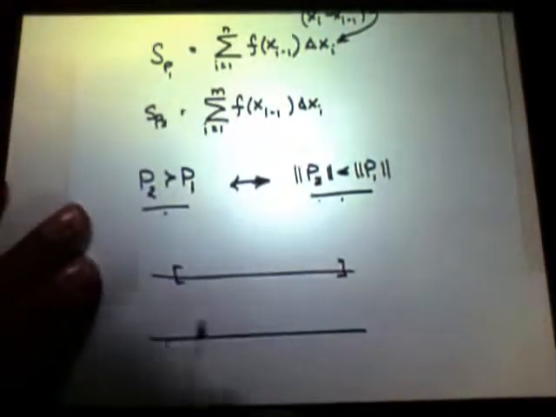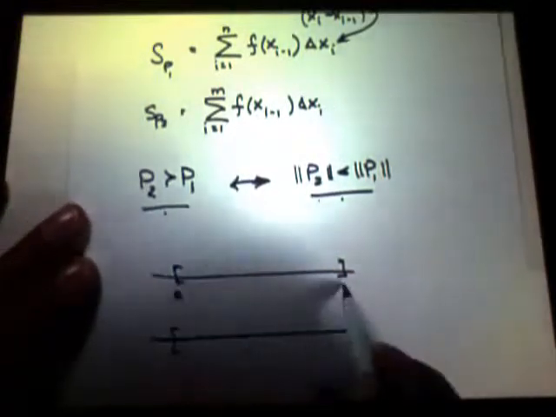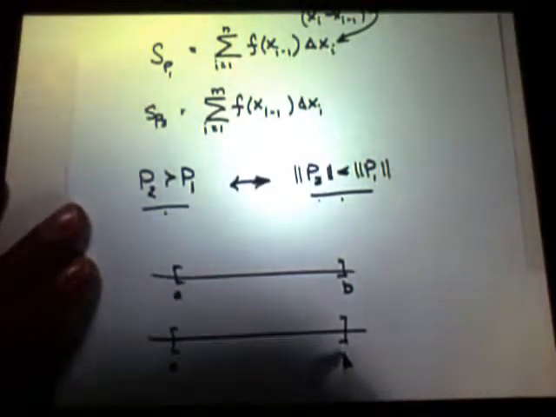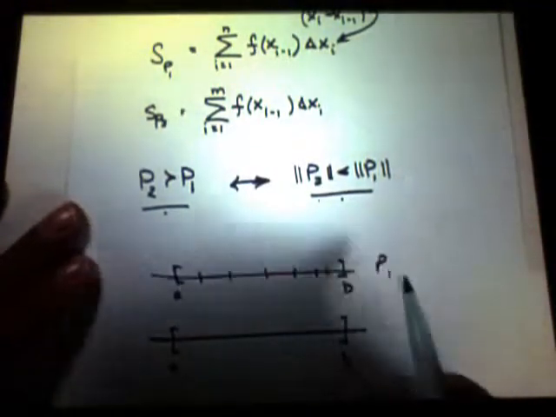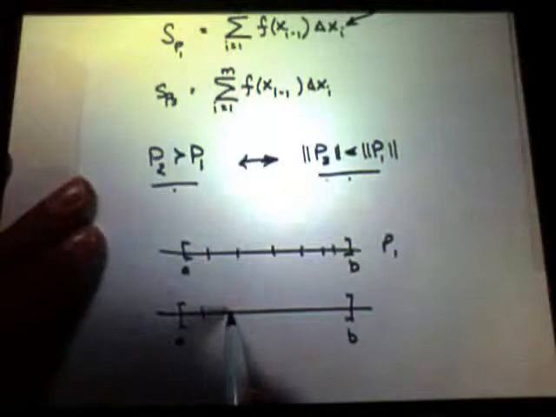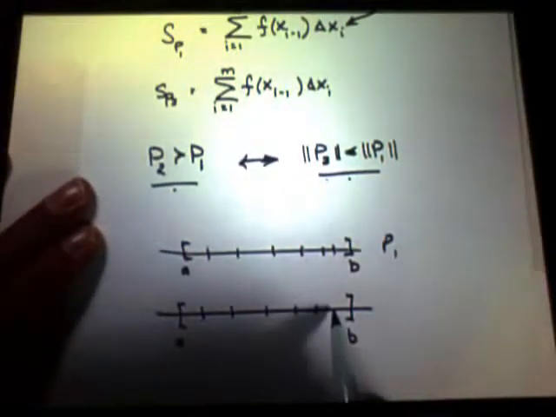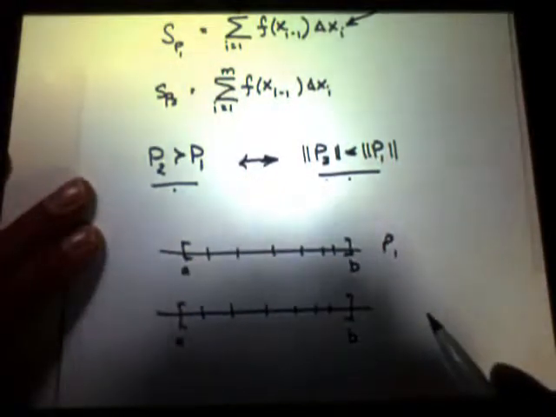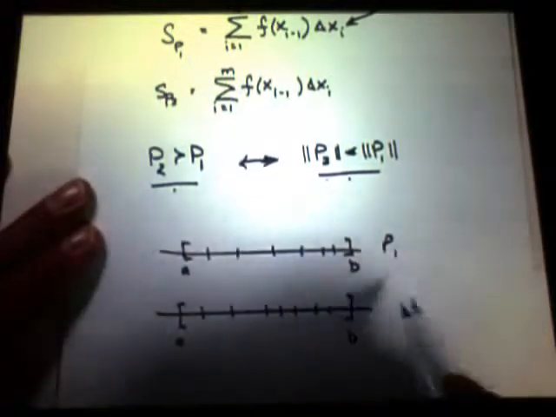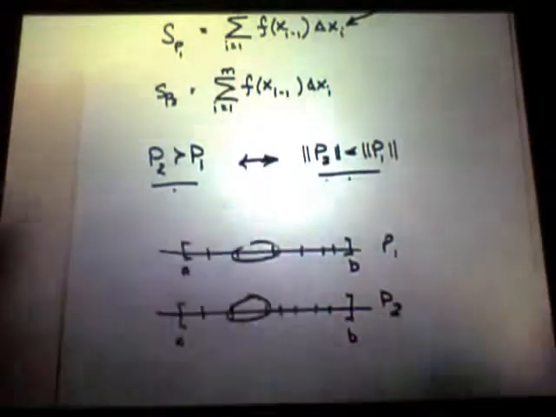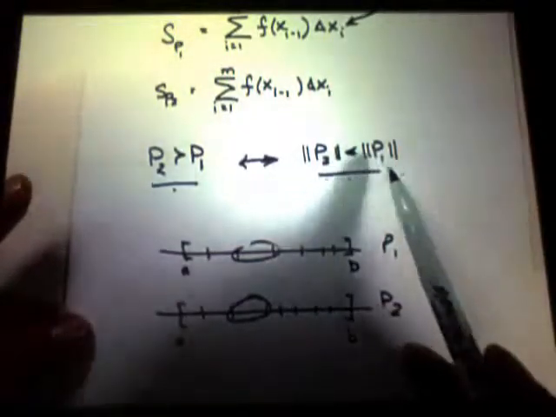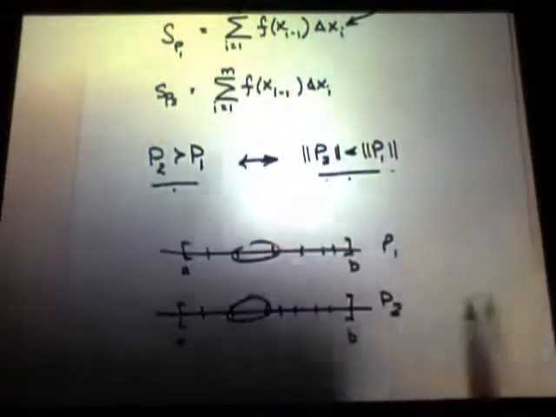If I have two partitions, and I've got some points here. This is P1, and I have the same points, of course, for P2, and then I add another point there. That's P2. The controlling interval size looks to be that one. The norm of the partition is the same. However, P2 has more points. It contains P1, so it's finer.